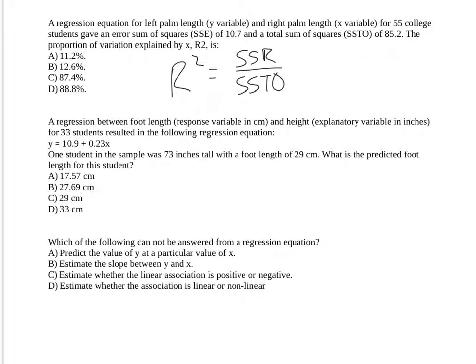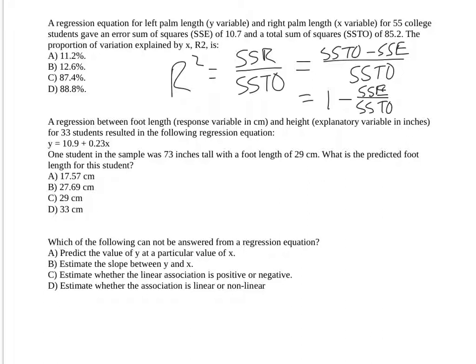Now the sum of squares of regression is equal to the sum of squares total minus the sum of squares error. So we could rewrite this as the sum of squares total minus the sum of squared error, and divide that by the sum of squares total, which you may also notice is the same thing as writing 1 minus SSE divided by SSTO.